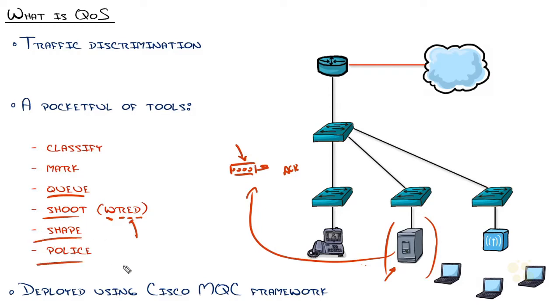Now, last two. We'll do the first one first because it's a lot more fun. Policing. Policing is putting anti-quality of service on some traffic. There is some traffic you just don't want.